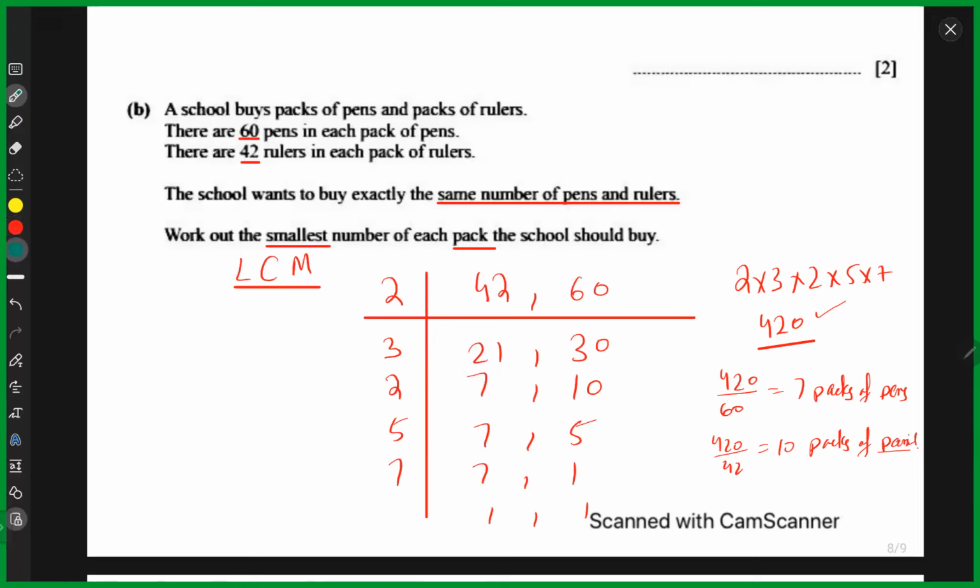The idea was not to find the smallest possible number of pens and pencils that would be same. Yes, the smallest possible number would be calculated by finding out the LCM, lowest common multiple. But once you have the lowest common multiple, you need to use that to find out the number of packs. So if one pack has 60 pens, and if you want 420 pens, you will do 420 divided by 60, and that would give you 7. And if one pack has 42 rulers, and in total you want 420 rulers, you will do 420 divided by 42, and that would give you 10 packs of pencils, right?